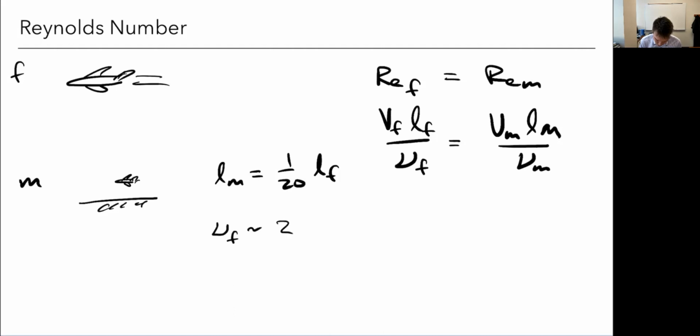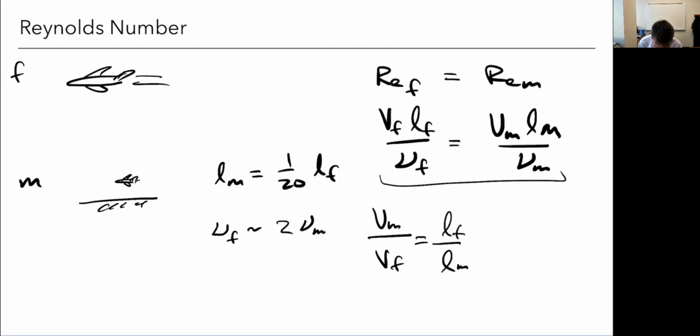Let's just say 2 for this example to keep it simple. Let's say it's twice as big as my model scale. All right, so I want to know how fast I need to run my wind tunnel relative to my airplane. So if I take this equation and rearrange it, the velocity of my model relative to full scale is equal to LF over LM times nu M over nu F. LF over LM, that's 20, right? And nu M over nu F, that is 1/2.